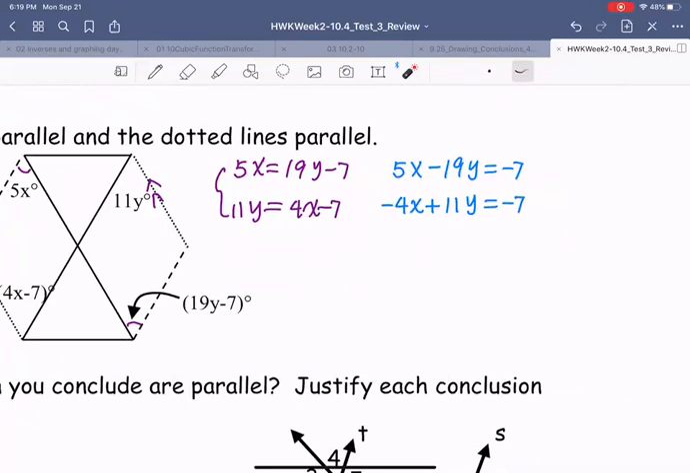Algebra 1 is the foundation for geometry, right? It's like you're building a very huge castle. All the base parts, each layer is very important. Now I'm going to multiply the top one by 4.